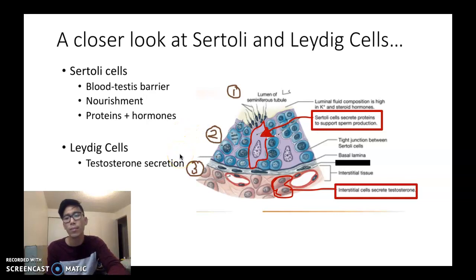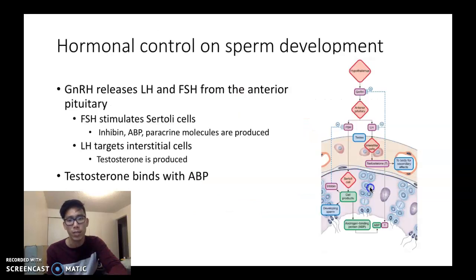The other important cells are Leydig cells, which are down here. Leydig cells are important because they secrete testosterone. Without testosterone, we would not be able to develop male secondary sex characteristics, and it also plays a key role in male reproductive tissues.